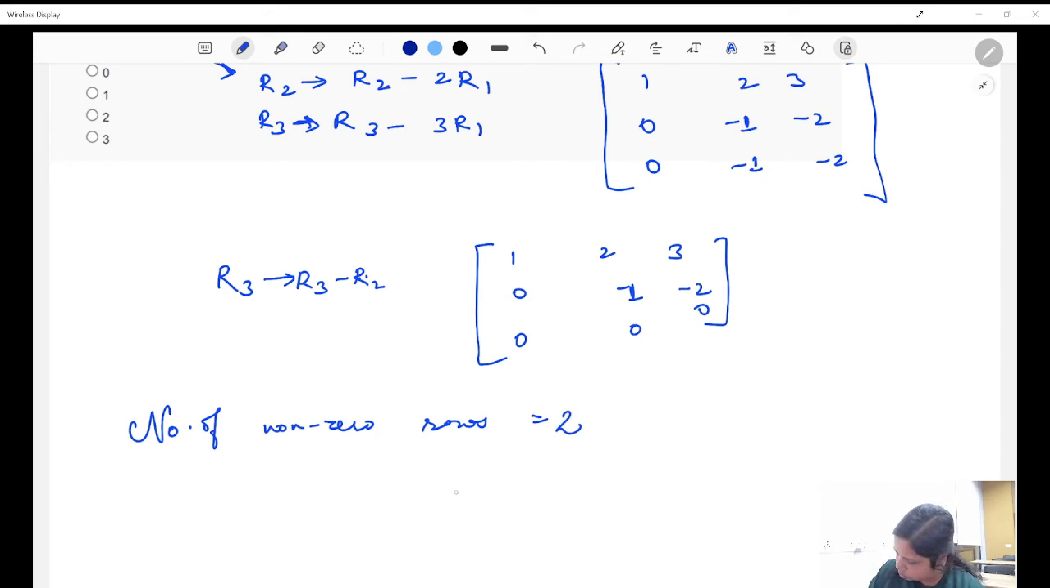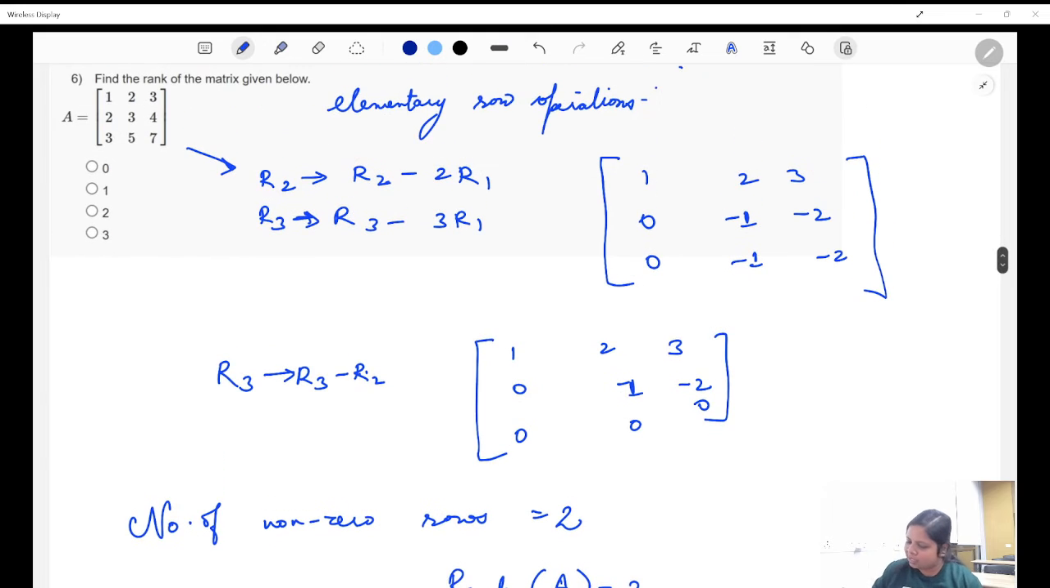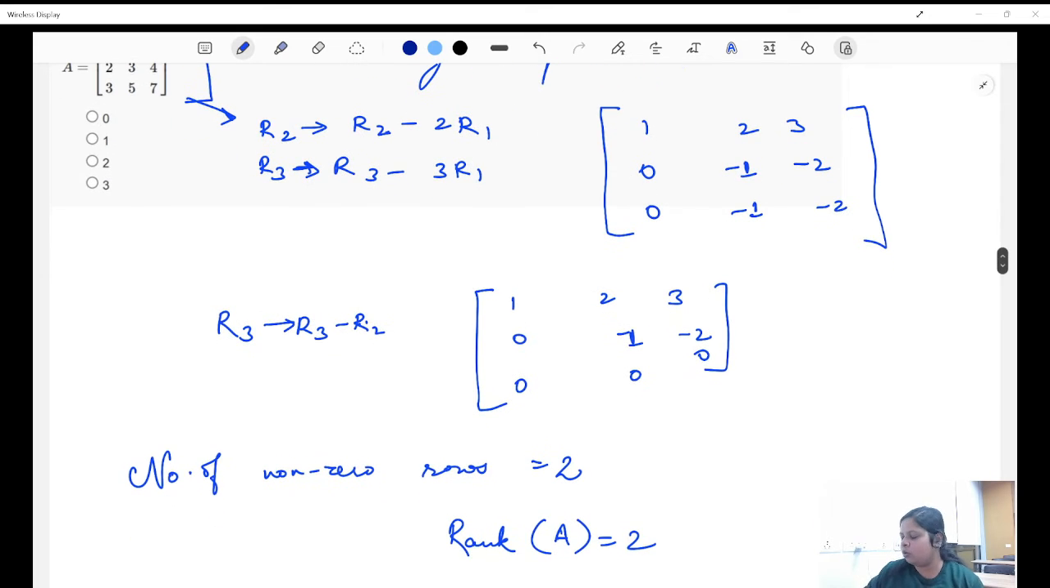Rank of A is 2. Okay, so do not assume that this looks like it would not have any dependency between rows and columns. No, it is not always the case. So I think we should always try converting the matrix to its echelon form, and then we should see how many.